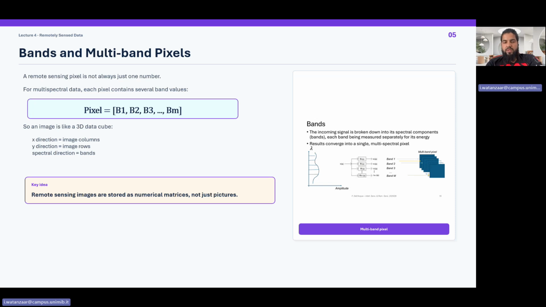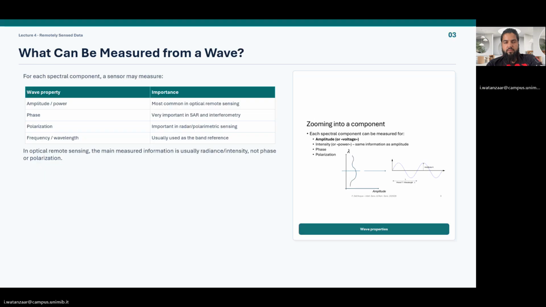So the key idea: remote sensing images are stored as numerical matrices, not just pictures. This is also one of the main differentiations we have discussed between imagery and non-imagery remote sensing instruments. The imagery radars can penetrate the cloud, so they directly output an image. But the non-imagery ones, like LiDAR, which we have seen, do not provide a direct picture; they provide numerical matrices, not just a picture.